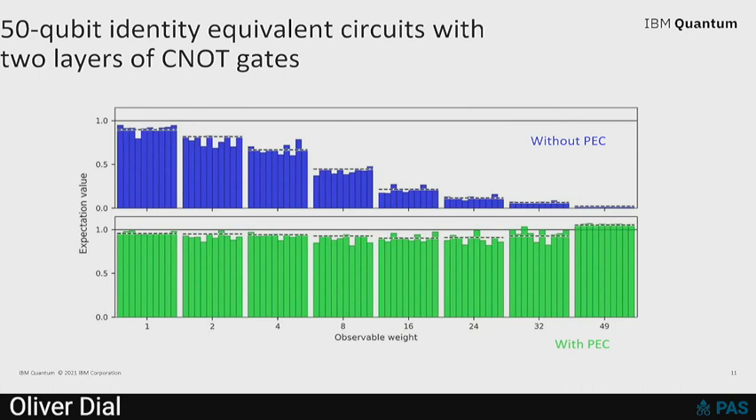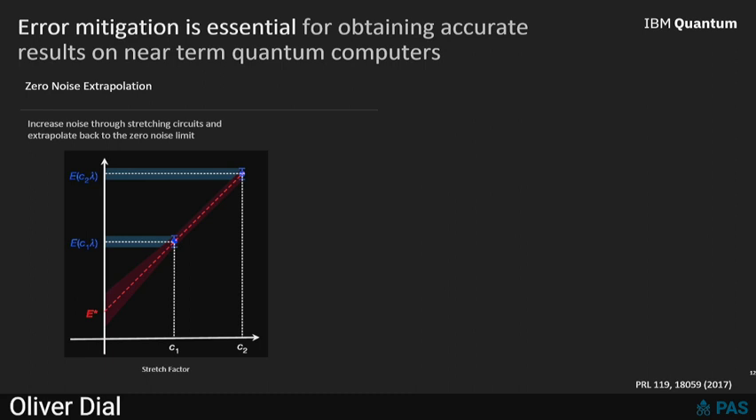You can see without PEC, because our processor, as I said before, is very noisy, as we go to these very high weight observables, we essentially never get the correct answer. With PEC, we see the expectation values remain close to 1. This was a very early demo. You'll notice there are no error bars on that. That'll be corrected later.